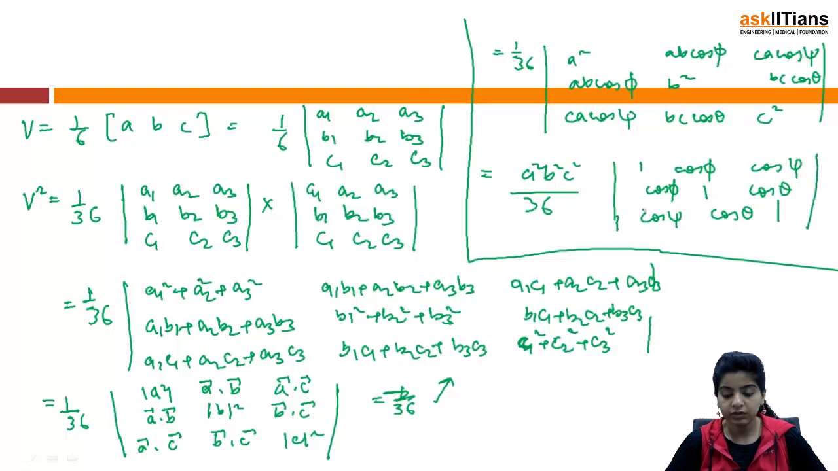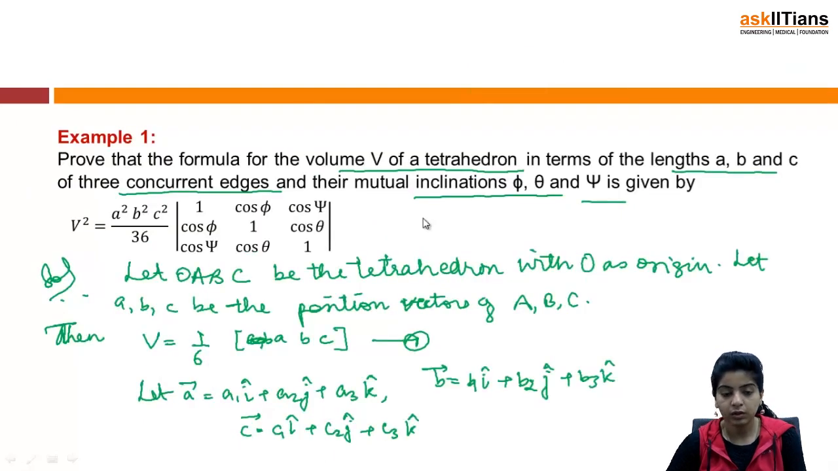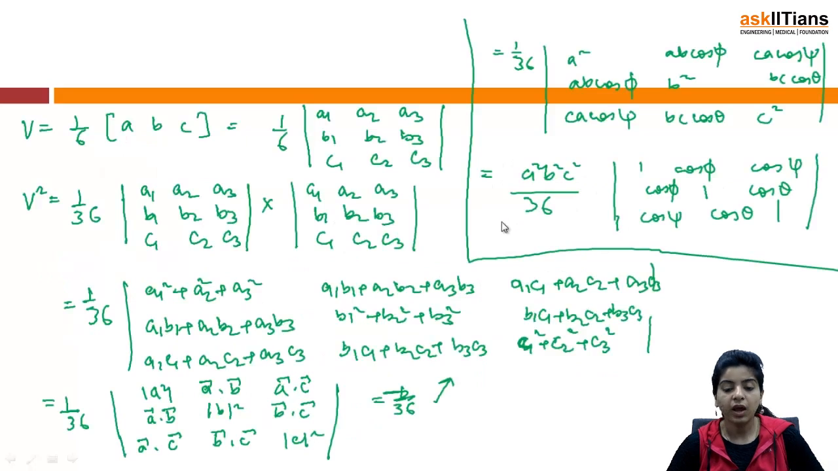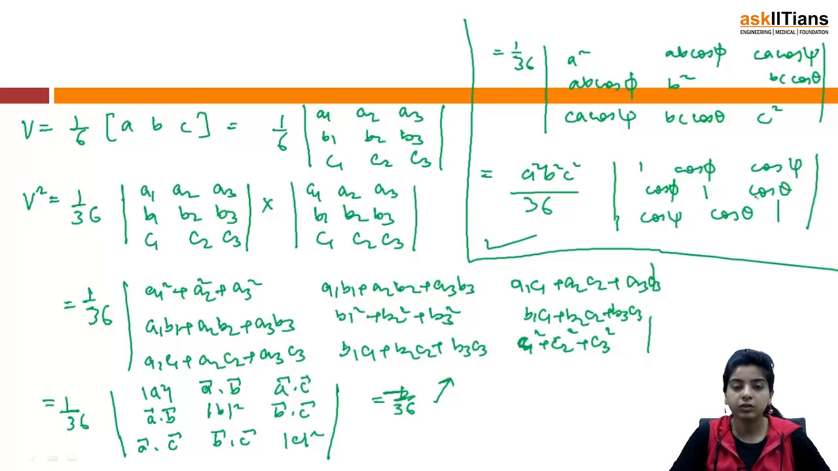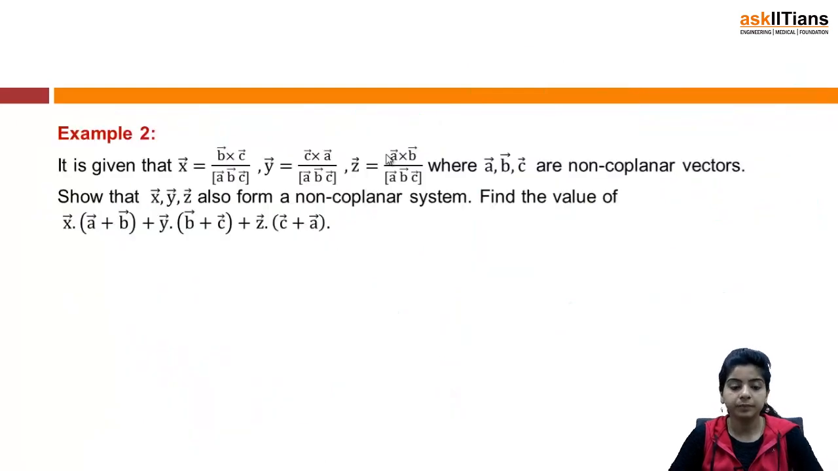Is this what is given in the question? Let us check. So this is cos phi, 1, cos theta, cos psi, cos theta, 1. So yes, we have reached the desired conclusion that the value of volume is A square, B square, C square by 36 into this. The question was a bit lengthy because it involved certain calculations, but it was quite simple, based on direct application of the formula.